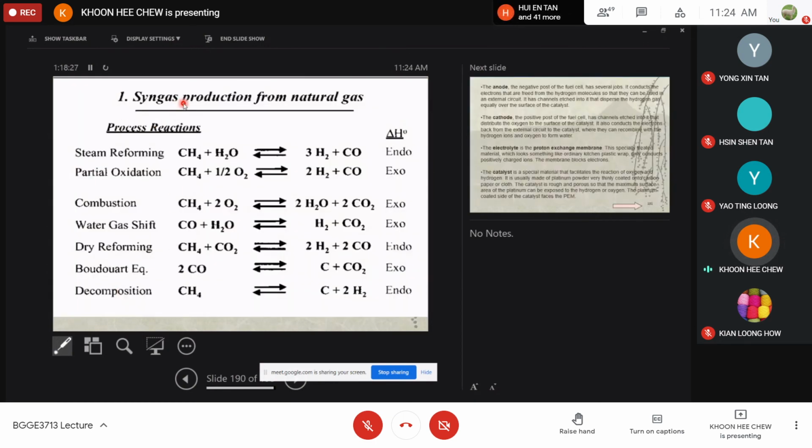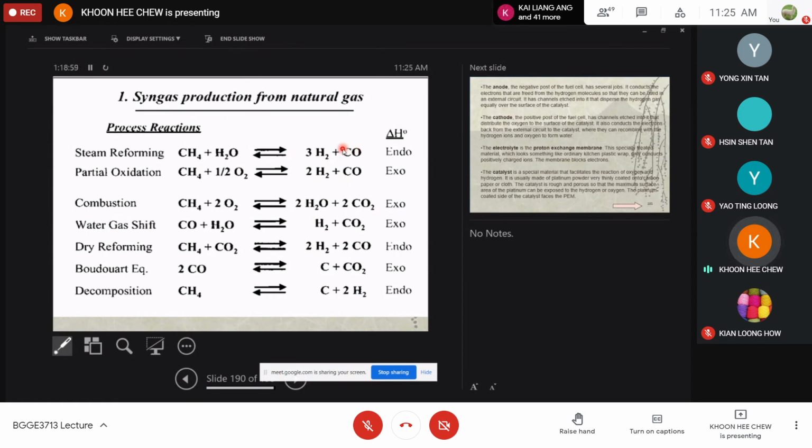Syngas is the synthetic gas that we are producing. The process reaction, for example, is methane plus water, which becomes 3 hydrogen plus carbon monoxide. If we take methane plus oxygen to combustion, then we will get water and carbon dioxide. All these are exothermic. There are some that are endothermic processes. So this is the way we can produce the hydrogen.